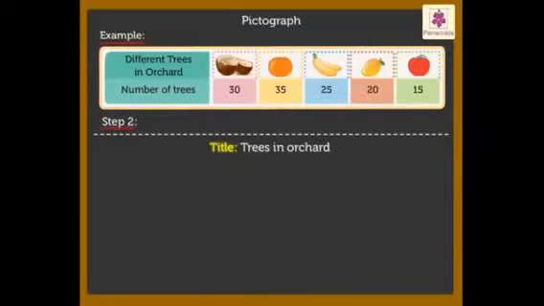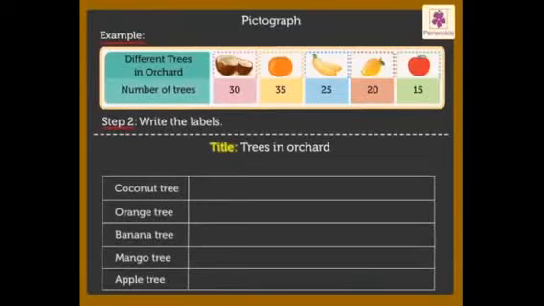Step 2. Write the labels. The labels give us the information about the different trees in the orchard. Step 3. Write the scale or key. It tells us what each tree picture is equal to. As here, all the number of trees are in multiples of 5, we take the scale as 5.